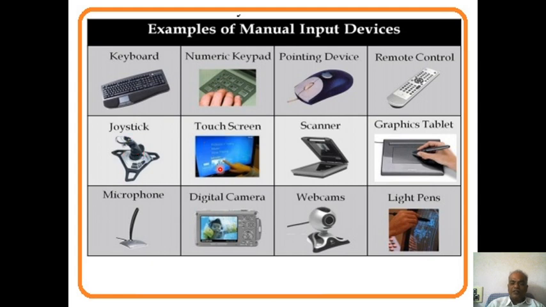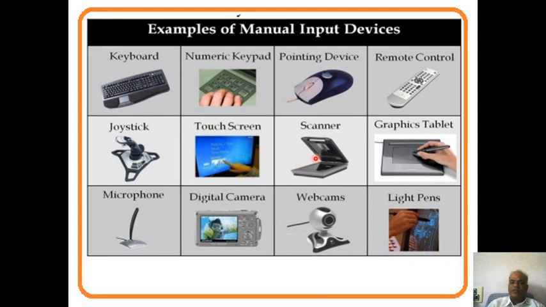Next one is the touch screen. Whenever we visit an ATM center, the monitor acts as an input device as well as an output device. There you give input directly to the system. Or take your smartphone: you touch the screen to operate your mobile. Next one is the scanner, for making photostat copies into the computer system.